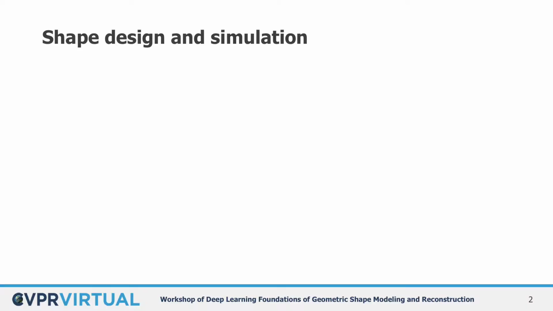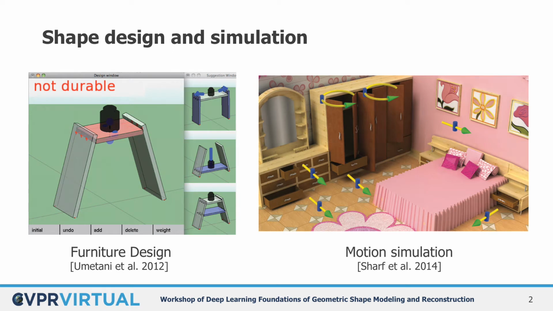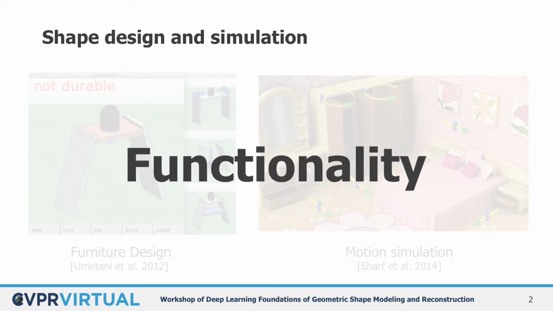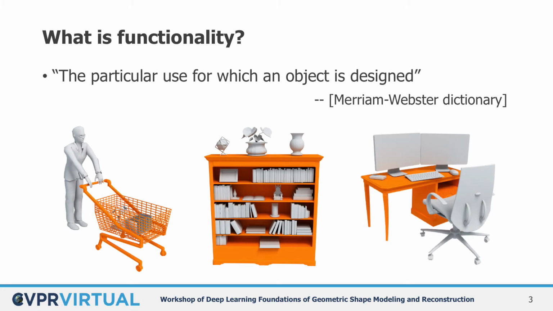One of the goals of computer graphics is to provide tools for designing and simulating real or imagined artifacts. While such artifacts are usually functional, and thus an understanding of functionality is paramount for simulating and validating different designs or artifacts. But what is functionality? The dictionary defines it as the particular use for which an object is designed.